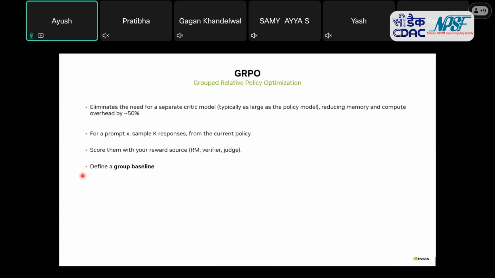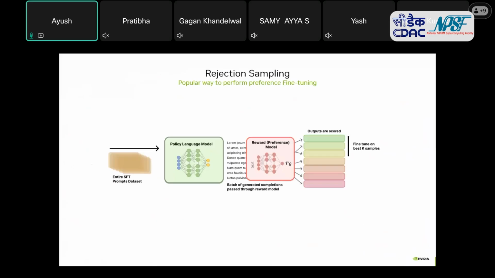So you use this as a group baseline, which is kind of a mean reward for all the answers that have been generated by the model for the same prompt. And then there are again different ways to improve preference tuning. There is rejection sampling.